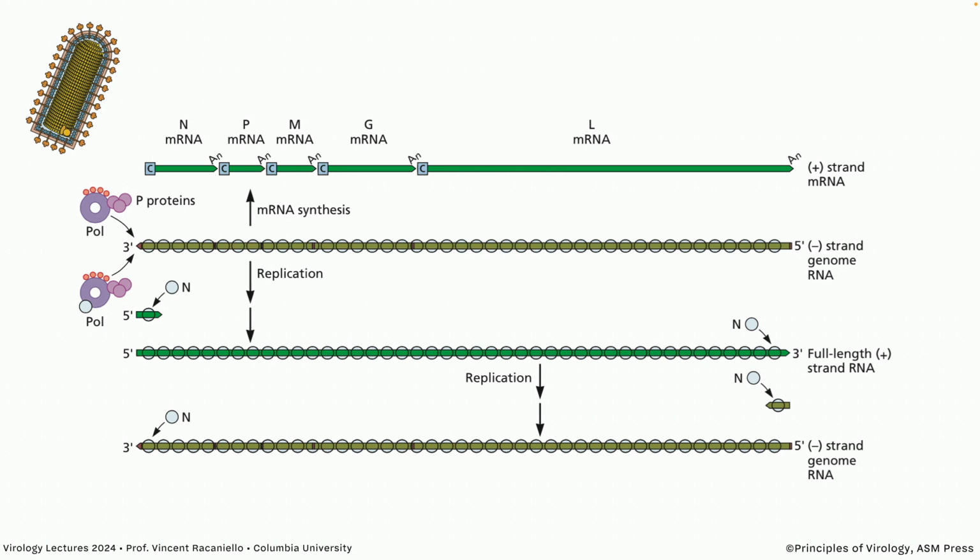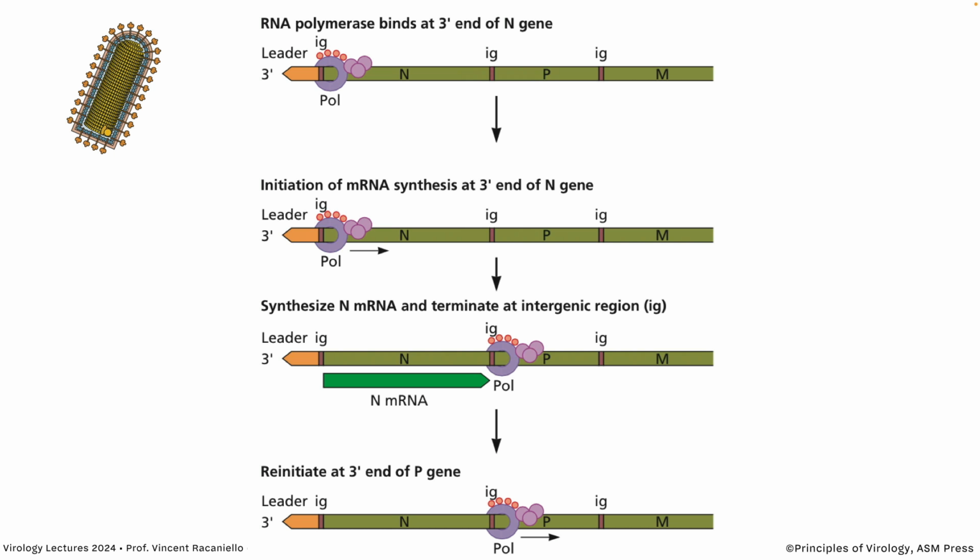The mRNAs are made by terminations, start, stop. Those are eliminated by the nucleocapsid protein. Now you get a full-length plus strand, and the polymerase copies it to make a full-length minus strand, which is also coated with nucleocapsid, of course, because it's going to go into the particle.